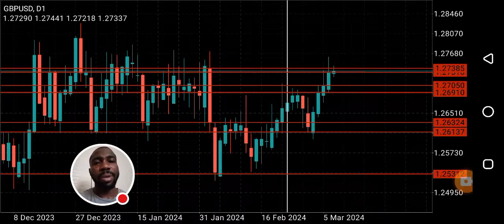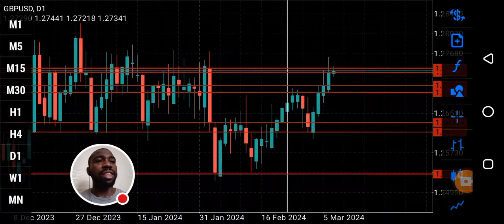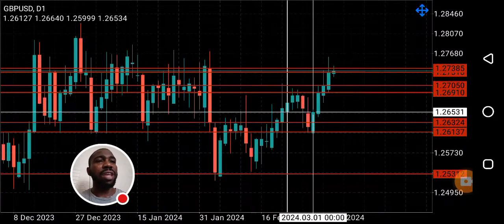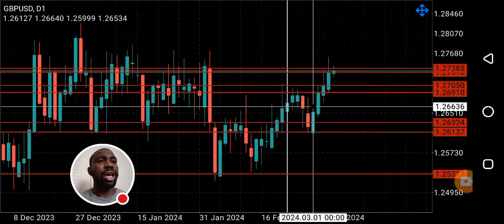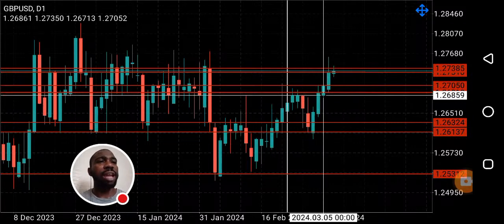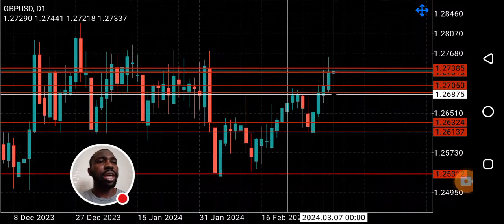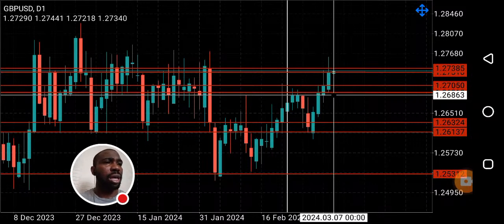Now, personally, I would not be taking a buy trade on GBP USD because price has moved far from where I should have entered the trade. I should have entered buy after the close of Monday's candle. So the market is currently, I think, about 40 pips above my entry level.